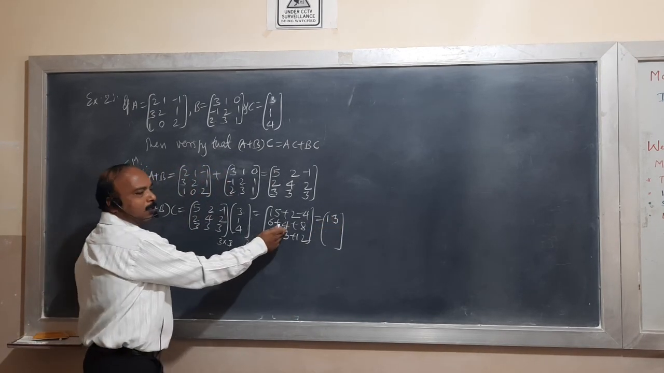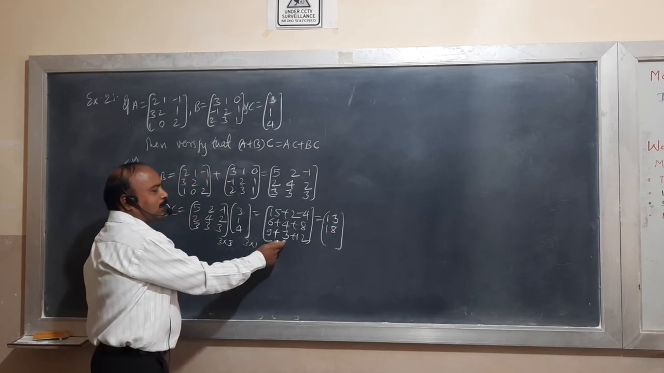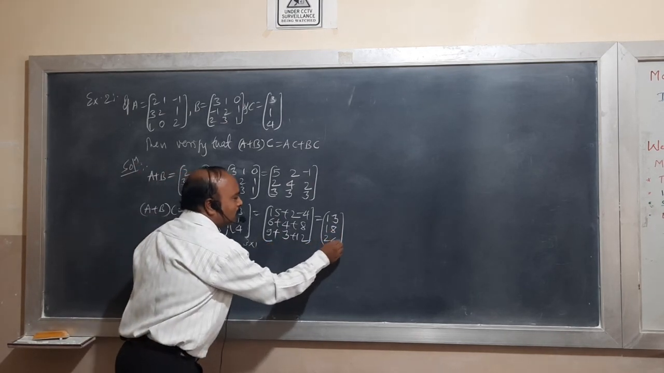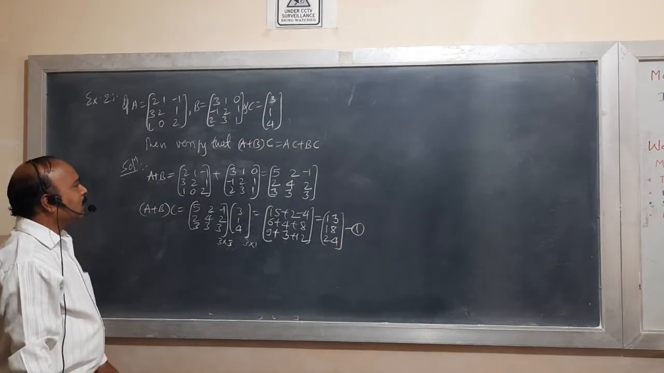Then 6 plus 4 is 10. 10 plus 8 is 18. 9 plus 3 is 12. 12 plus 12 is 24. Call this as 1.